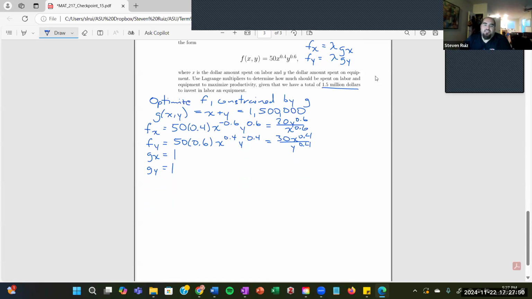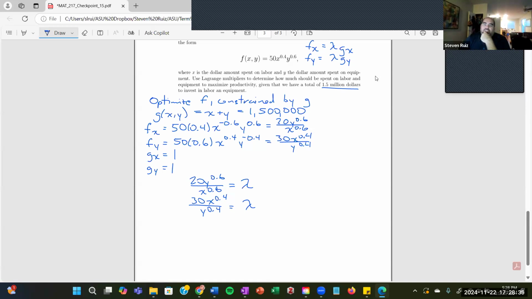So from there, I have 20 Y to the 0.6 over X to the 0.6 equals lambda times 1, so lambda. 30 times X to the 0.4 over Y to the 0.4 equals lambda times 1, so lambda. But we're missing something, because how many unknowns do we have here? We have X, we have Y, we have lambda. That's 3 unknowns, but we have 2 equations. So we need a third equation.